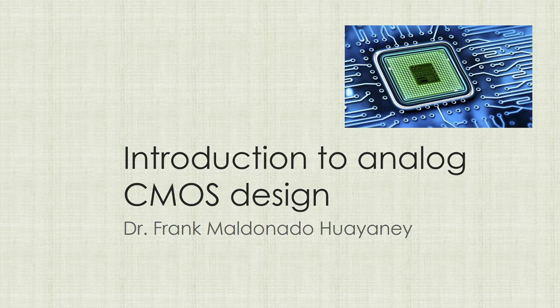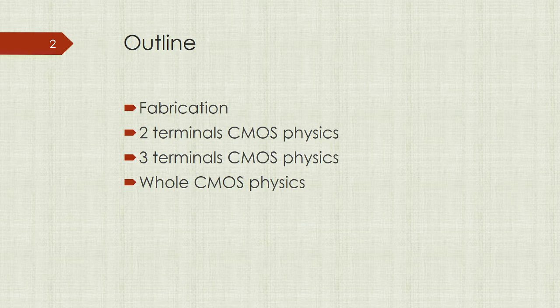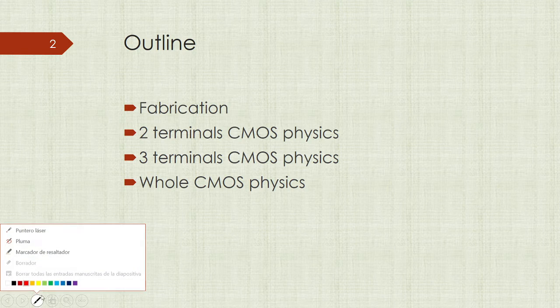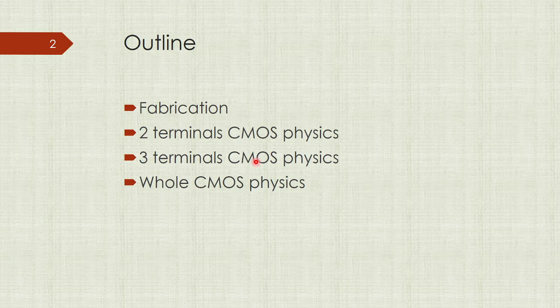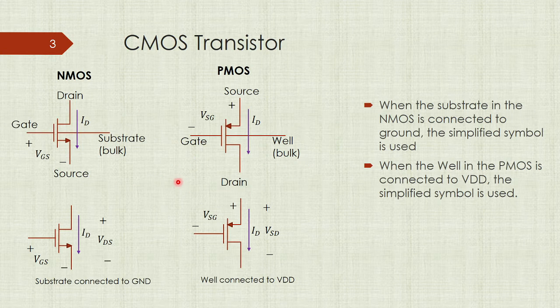Hi, this is the first video of the introduction of analog CMOS design course. First, I will start with the fabrication of the CMOS transistor. Then I will move to the physics of the CMOS transistor, first with 2 terminals, then 3 terminals, and then finally 4 terminals. Let's start with the CMOS transistor.